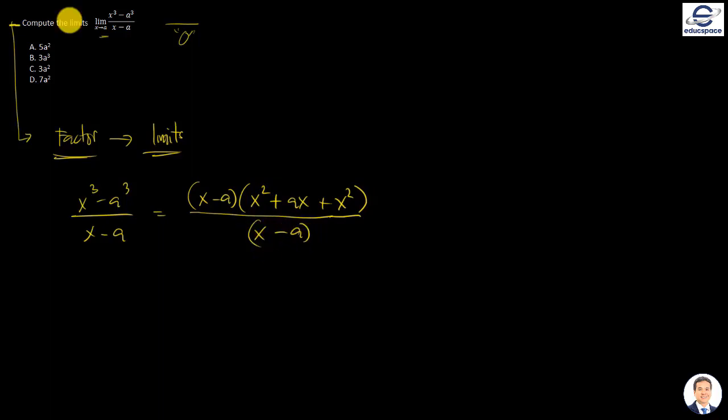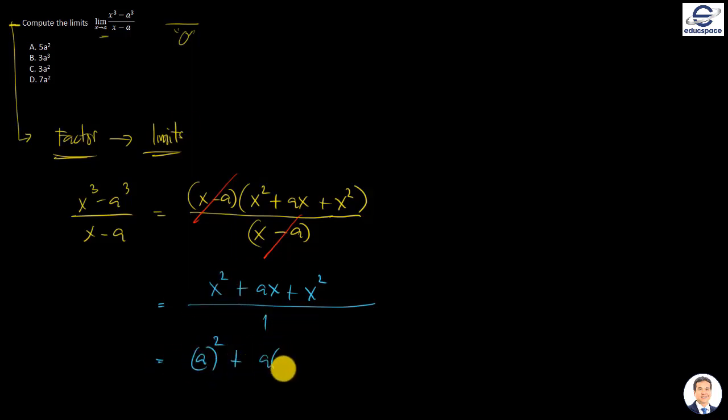So we can again cancel this out. We have then this remaining expression, x squared plus ax plus a squared. So we substitute now the value a: a squared plus a multiplied by a plus a squared. Therefore we have a squared, and then a multiplied by a is also a squared, plus finally a squared. So therefore 1 plus 1 plus 1 is 3a squared. So the answer here is letter C.